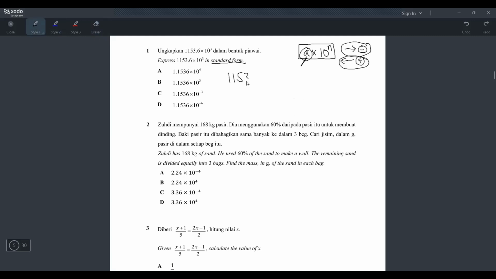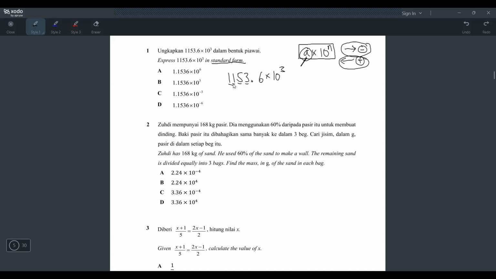1153.6 times 10 power 3. This is not standard form. This is not standard form because if you listen to my explanation earlier, I told you already. Standard form, the number in front here can have decimal, but in front of the decimal can only have one digit. Now it has 1, 2, 3, 4 digits.